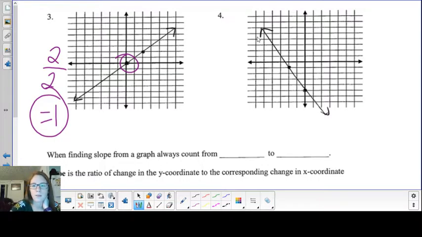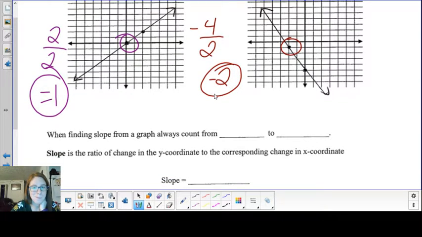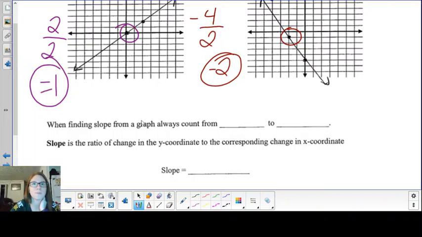Again, here's my leftmost point. I'm going down again. 1, 2, 3, 4. So I go down 4, to the right 2. Negative 4 divided by 2 is negative 2. So when finding slope from a graph, we always count from left to right, meaning that I look from the leftmost point.